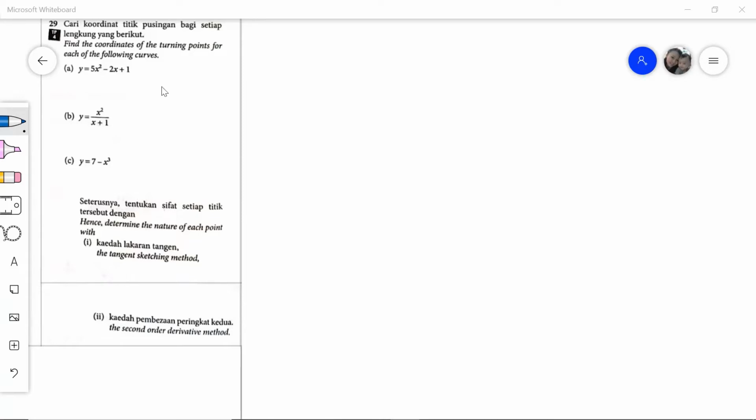Let's look at A first. In order to find the turning point, we have to know that at the turning point, dy/dx equals 0. So for part A, at the turning point, dy/dx equals 0. Differentiating, that will be 10x minus 2 equals 0. Therefore, x equals 2 over 10, that is 1 over 5.